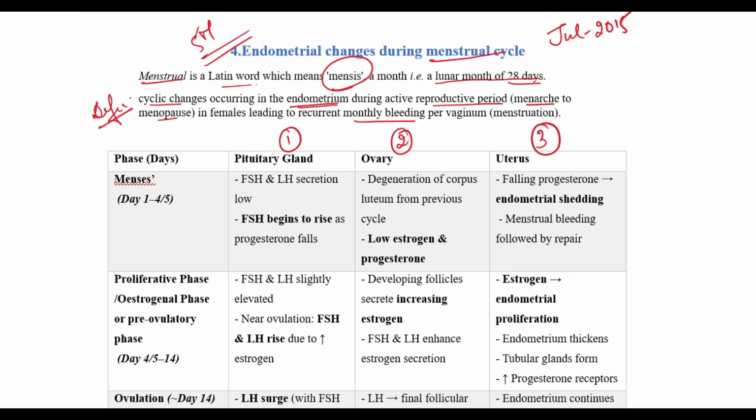Okay, so first we have the day of menses, which lasts from the first day to fourth or fifth day. The FSH and the luteinizing hormone are relatively low. There is degeneration of the corpus luteum from the previous cycle, and the estrogen and progesterone levels fall drastically. Now, because of this fall in the progesterone levels, the FSH hormone and the luteinizing hormone begin to increase. The changes in the uterus that are seen is because of the falling levels of progesterone, there is endometrial shedding, and the menstrual bleeding occurs, which is followed by repair of endometrium.